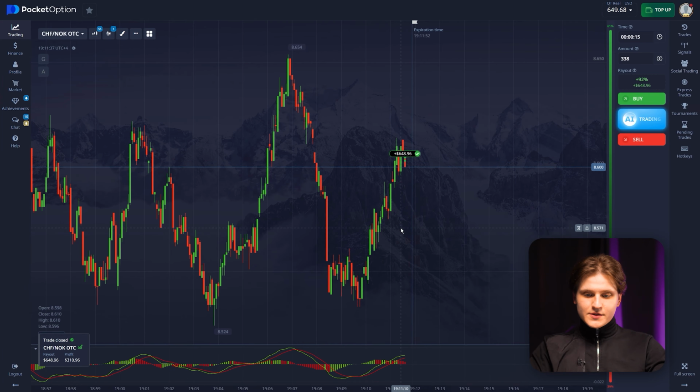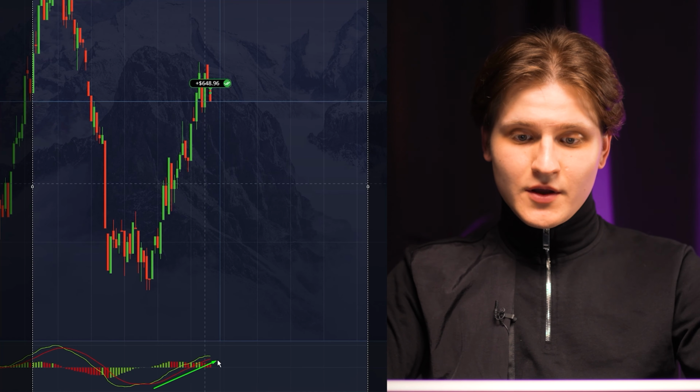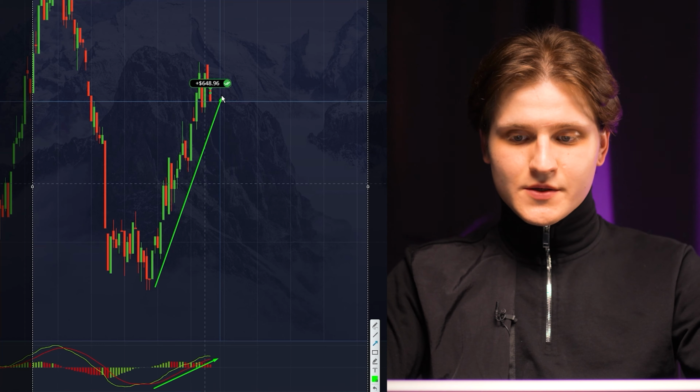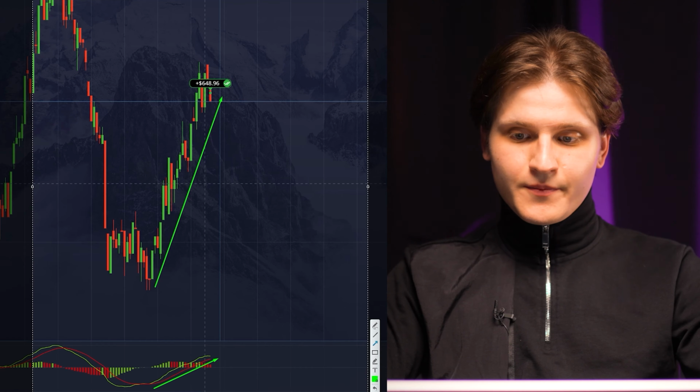Great entry point, friends. We see a strong upward movement of the indicator and also an upward movement of the price. As a result, I open an upward position in the direction of this movement. That's all I had to do.